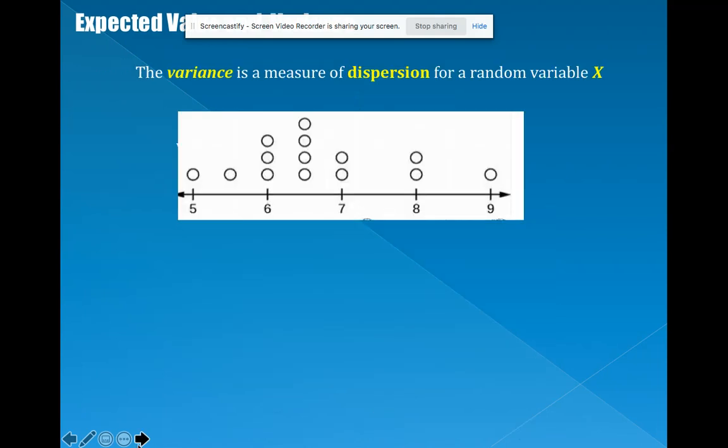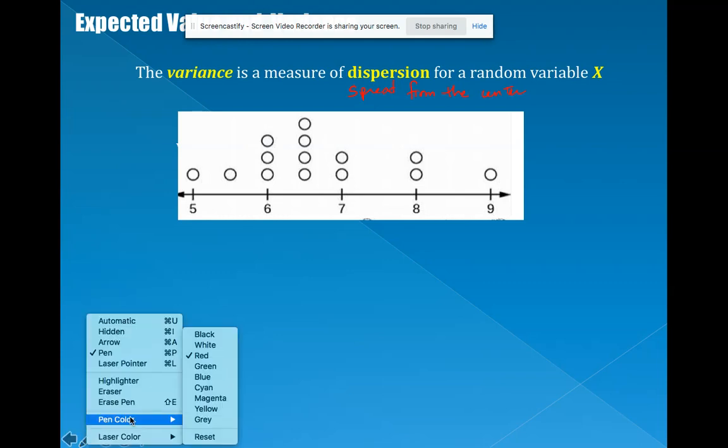But I want you to think this is a random scatter plot here, dot plot, if you will. The variance, and again, if you've taken AP Stat, you've heard about this, but the variance is not a measure of central tendency. It's a measure of spread. And it's usually spread from the center.